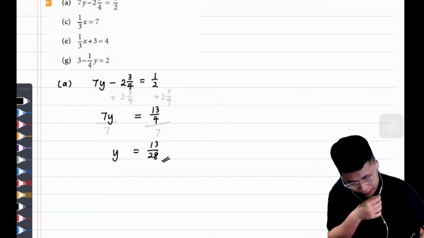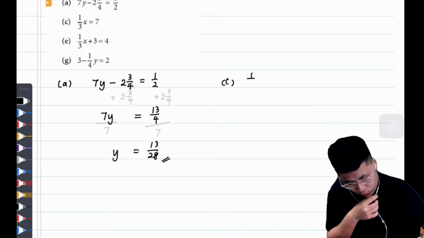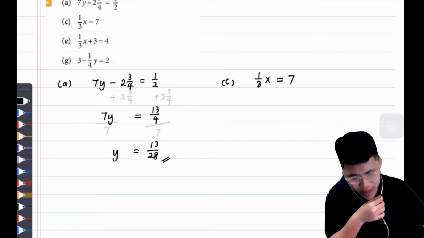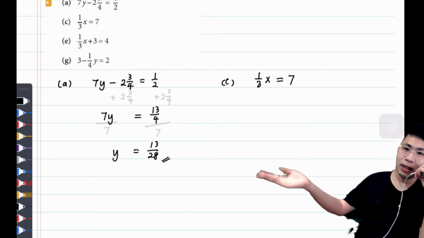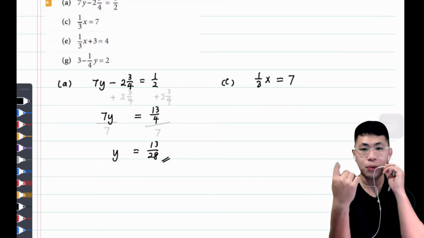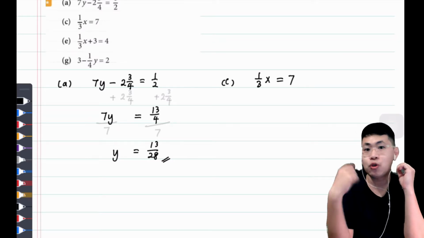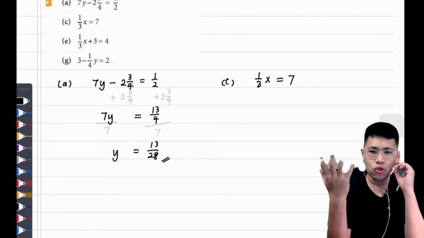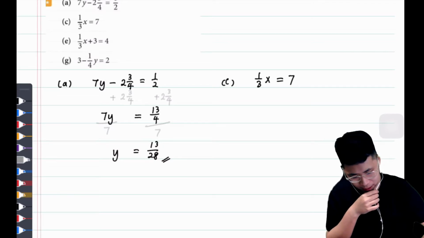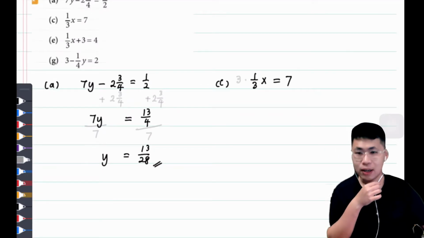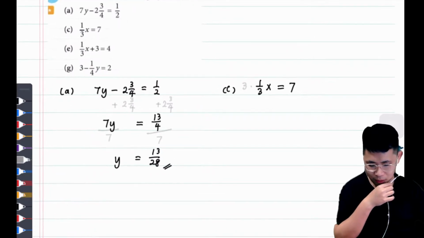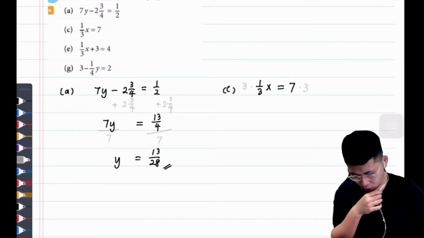Alright, so let's take a look at part C. We've got 1/3 x equals 7. So now we have 1/3 x equal to 7, but what we're interested in is to find 1x, because we need to find the value of x, which is also 1x. So what should we do to make 1/3 into 1? We can multiply by 3. So if we multiply by 3 on the left, we need to multiply by 3 on the right.